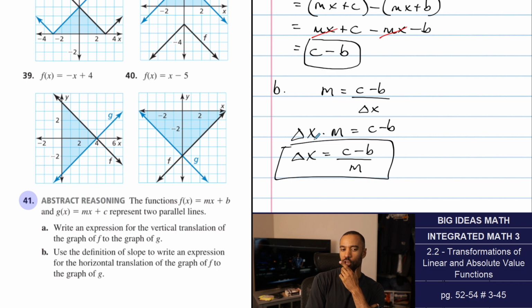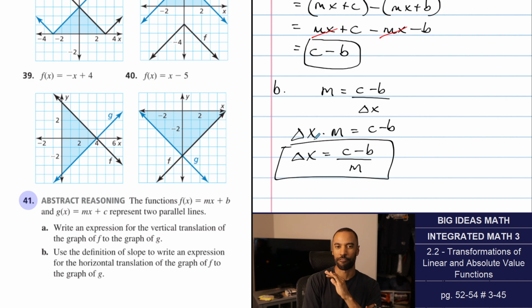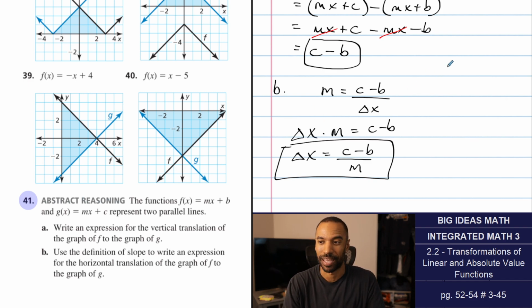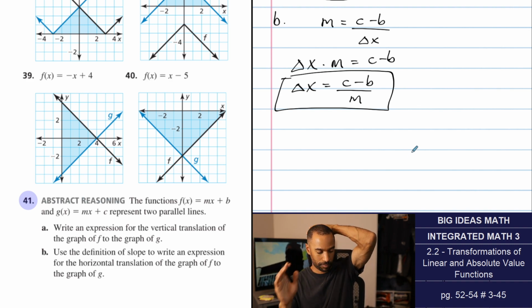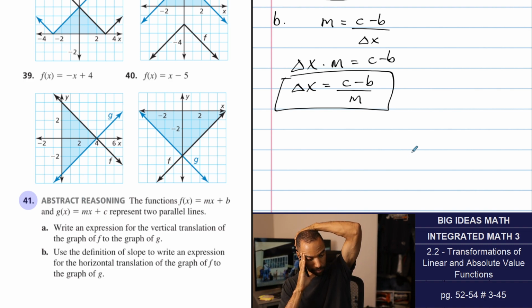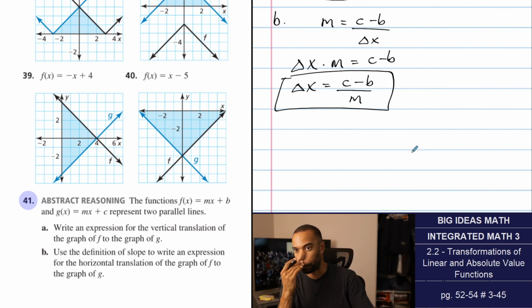Use a definition of slope to write an expression for the horizontal translation of the graph of f to g. I believe that's it for the horizontal translation. You go that many units in that direction. That's what I feel. I think that's good. If you rise that much and you run that much, it maintains that slope. Yeah, sounds good.